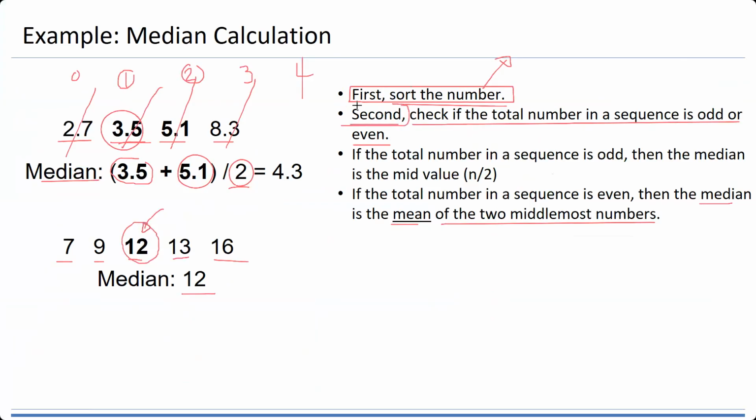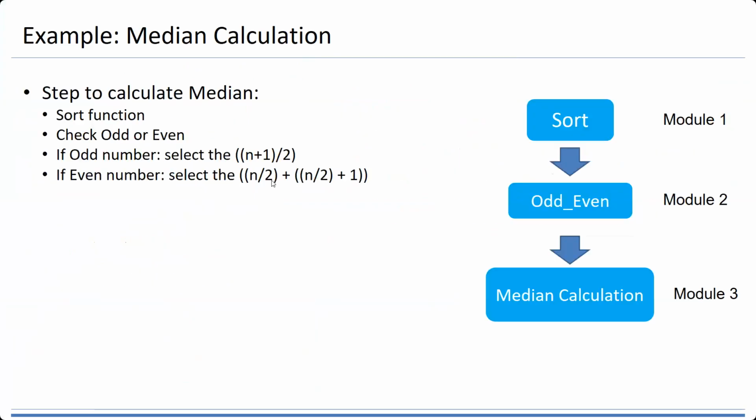So the second module will check whether the total number in a sequence is odd or even. If it is odd, directly determine the mid value. If it is even, then find the mean of the 2 middlemost numbers. This is just a very simple program. In order to calculate the median, we can make module 1, which is to sort the numbers. Then module 2, which is to check odd and even numbers. And then module 3 for the checking and calculation.